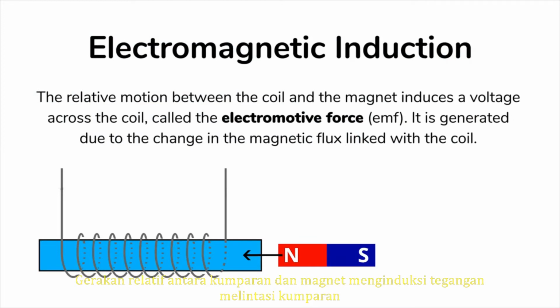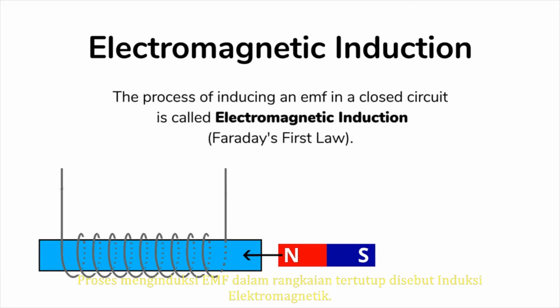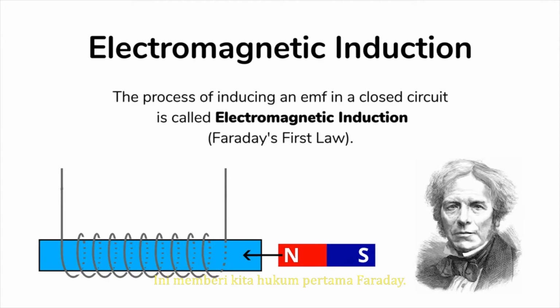The relative motion between the coil and the magnet induces a voltage across the coil, called the electromotive force, which in turn generates the current. The process of inducing an EMF in a closed circuit is called electromagnetic induction. This gives us Faraday's first law.